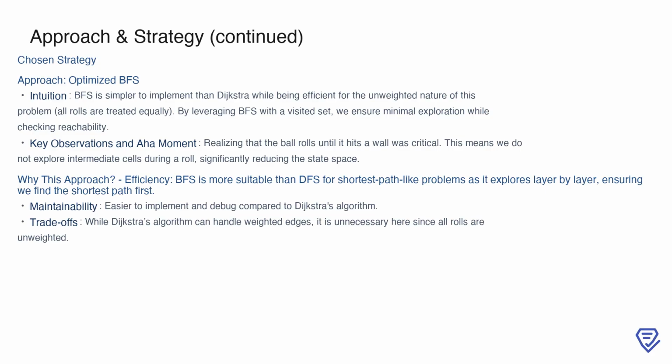BFS's layer-by-layer exploration ensures that we identify the shortest path first, making it more efficient than DFS for this type of problem. Additionally, BFS is easier to debug and maintain compared to Dijkstra's algorithm, which introduces unnecessary complexity in this case. While Dijkstra is ideal for weighted edges, it's overkill here, as all rolls are unweighted. This approach balances efficiency, simplicity, and maintainability, making it the most practical choice for solving this problem.